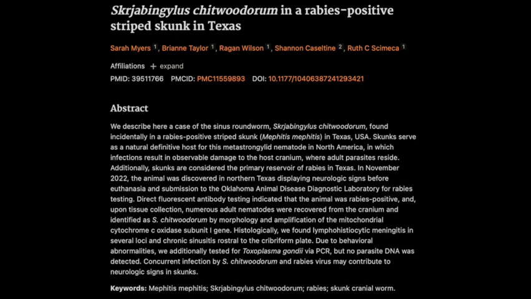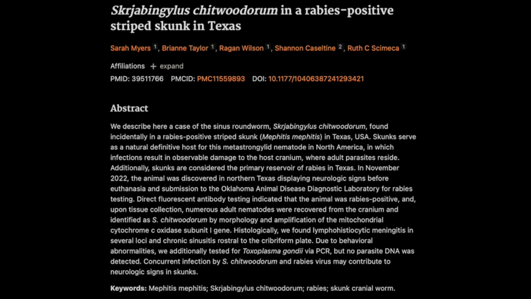Especially since this skunk was acting so strangely. Is there any evidence that this parasite, even without rabies, can cause changes in a skunk's behavior? Actually, there is some evidence to suggest that. There was a study done in 2018 that found a high number of skunks with S. chitwoodorum, and they were all rabies negative. And guess what? They were acting strange too. Okay, so it could be a factor.